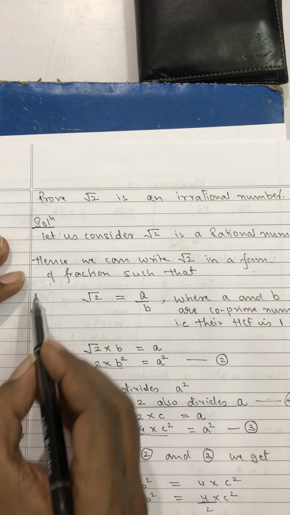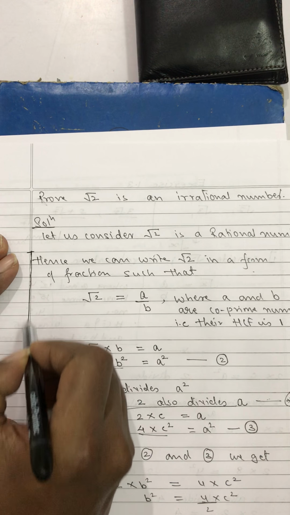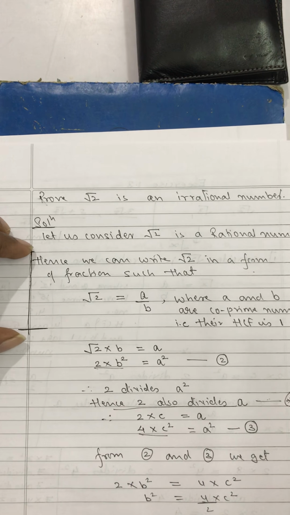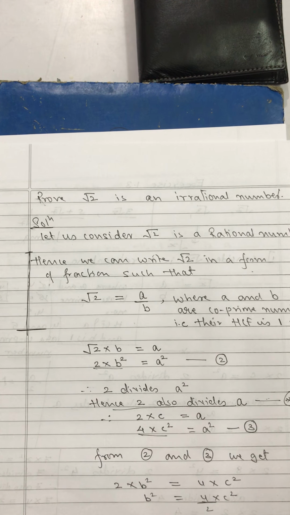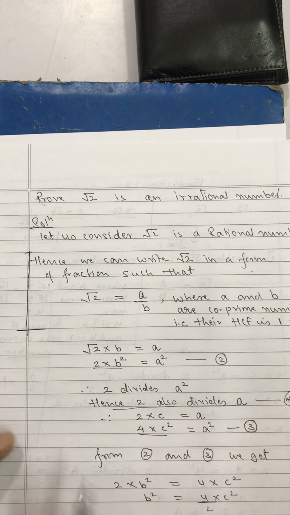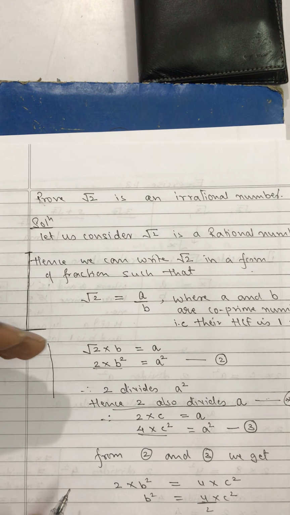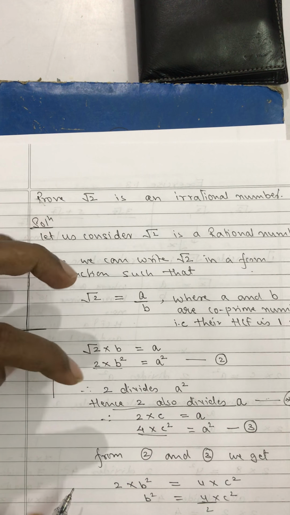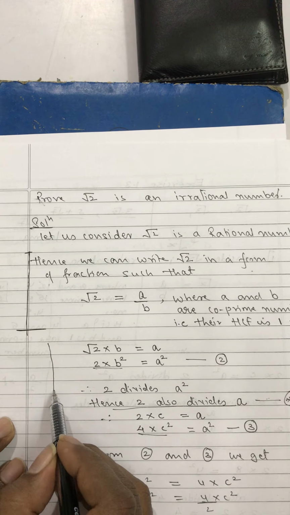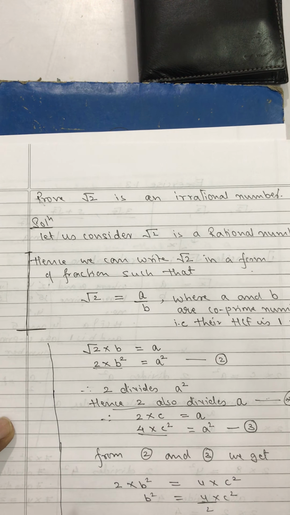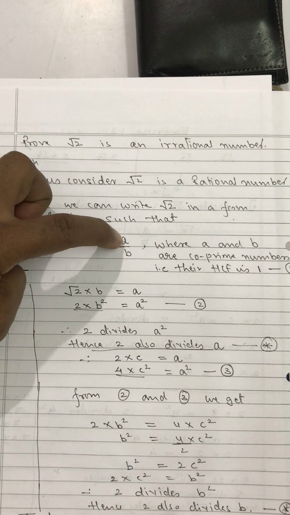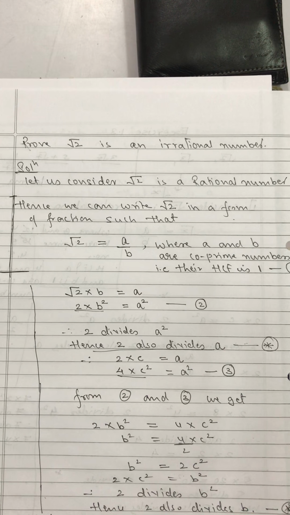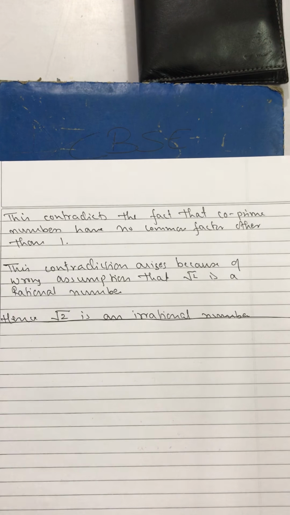Let us consider that it is a rational number, and because it is a rational number, I can write it in the form of a fraction where the numerator and denominator are co-prime numbers and therefore they will have HCF 1. And then I will solve them. This is a series of algorithm I am going through. I am solving them, and then I get 2 divides a square. Then this chain goes on, and when this chain ends, at that time I will have to prove that 2 is a factor of a and b both. 2 is a factor of a and b both, and this contradicts the fact that co-prime numbers are not supposed to have any common factor other than 1.